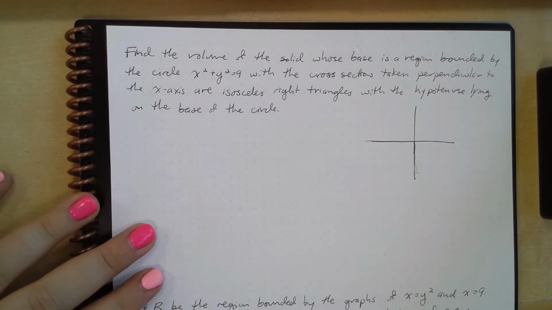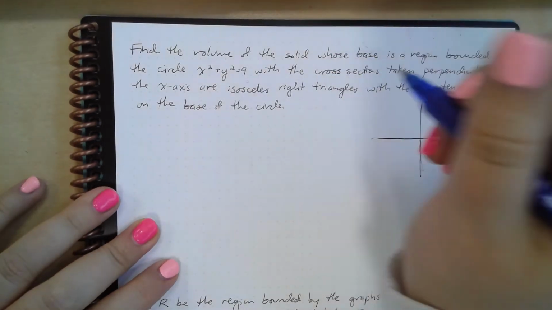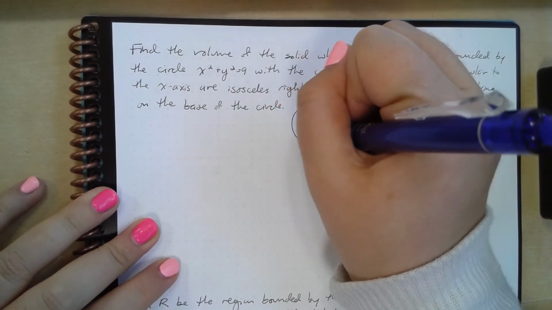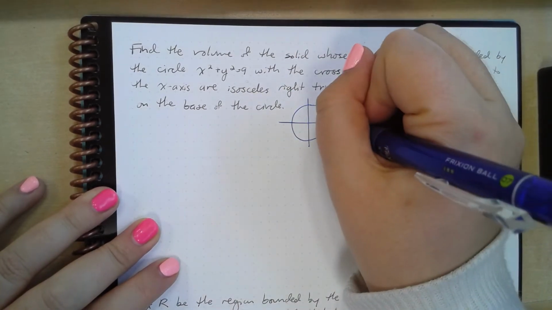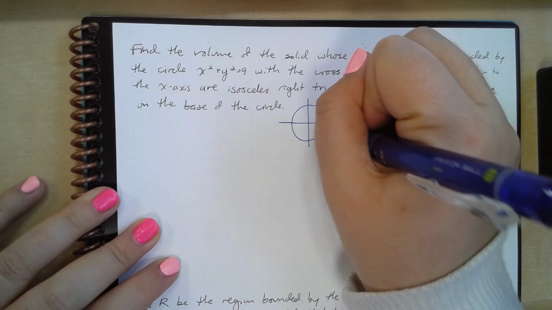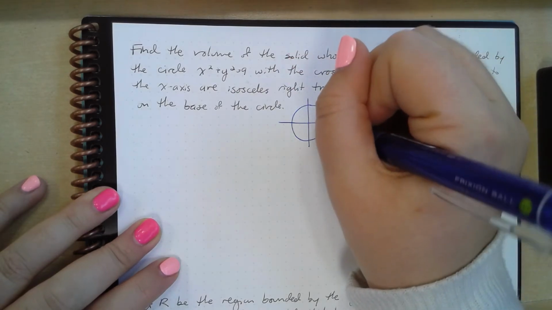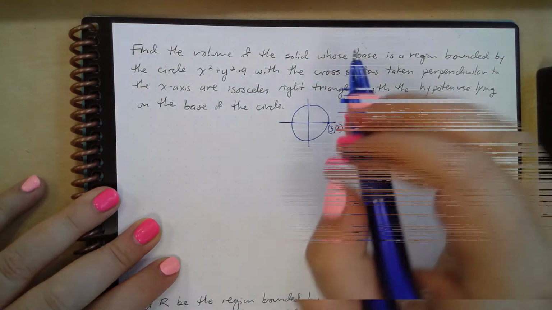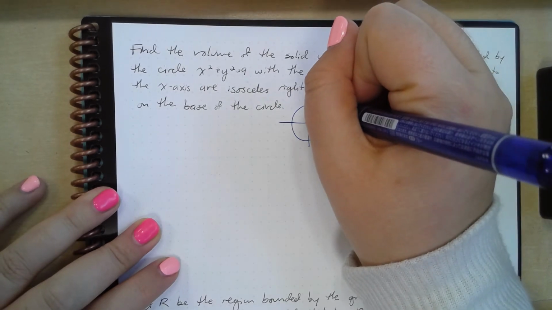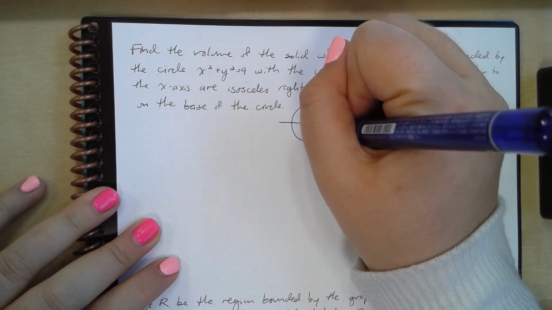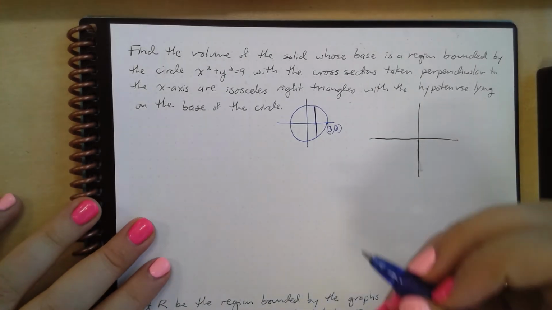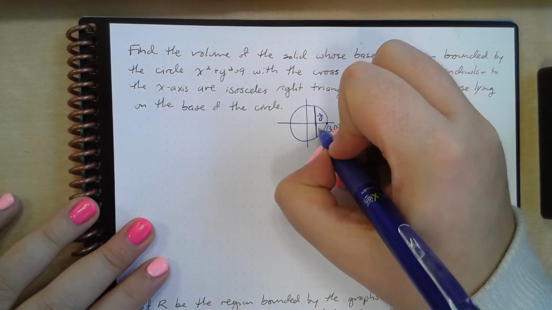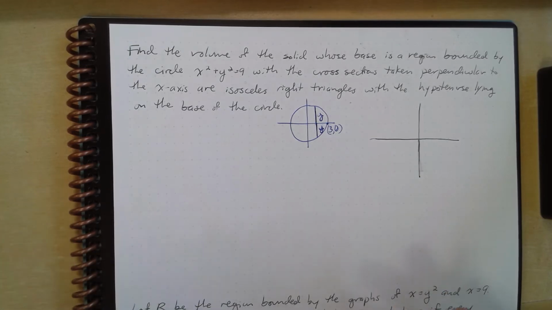Okay, so we've got a lot going on here. First of all, we're doing a circle, right? We have a circle here. x squared plus y squared equals 9, so this is going to be 3, 0. And we're taking these perpendicular to the x-axis, so we're going to have this to this, okay? Perpendicular to the x-axis. This height here is y, and this height here is also going to be y. They're all going to be the same.